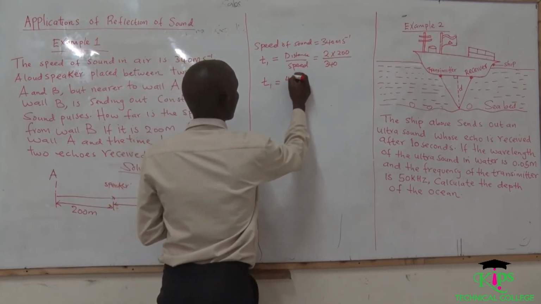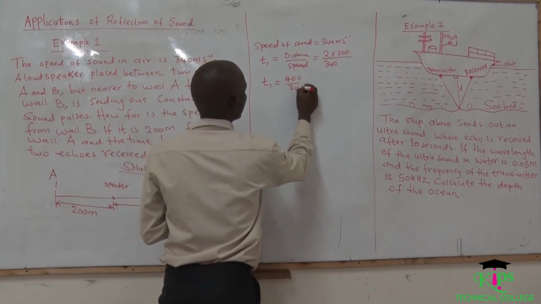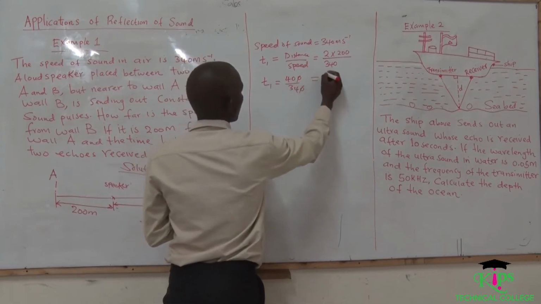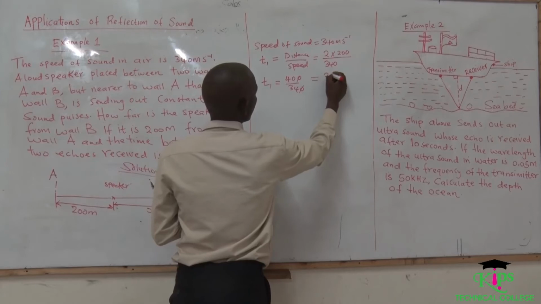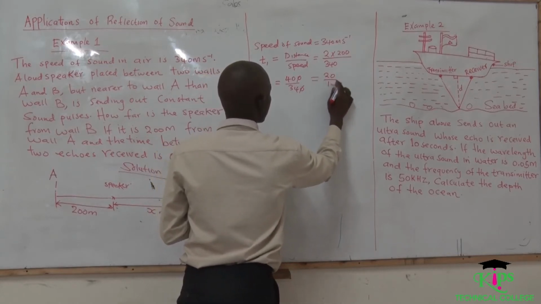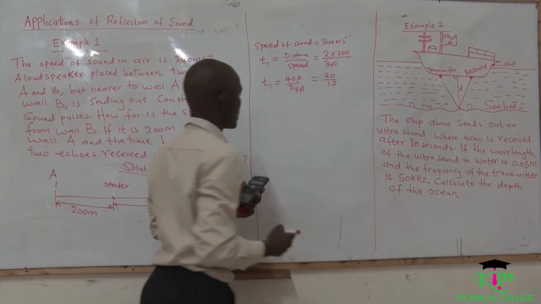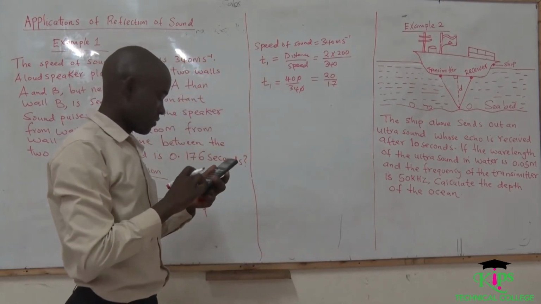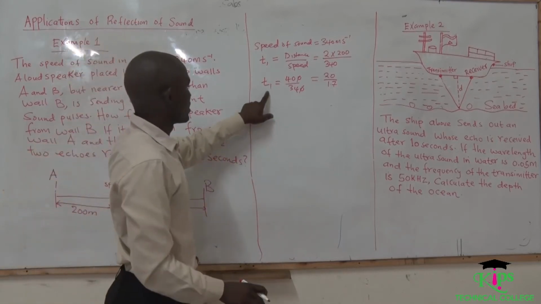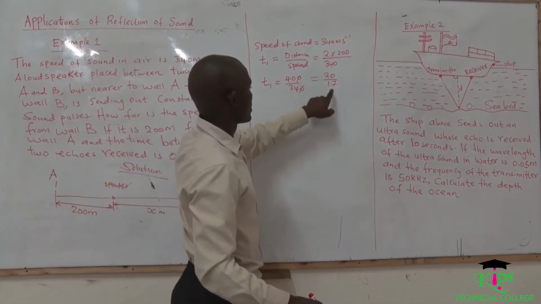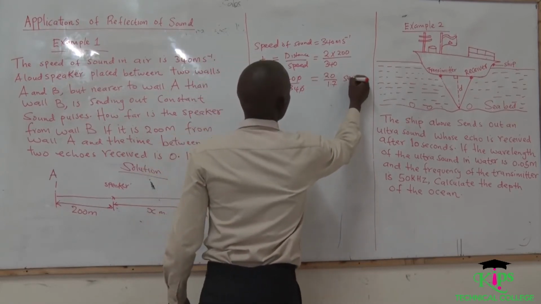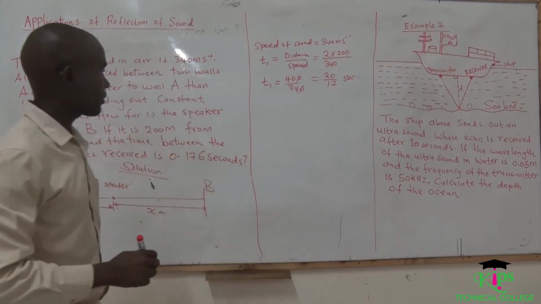This becomes 400 all over 340. Because roughly you can take it as 2 goes there 20 and 2 goes there 6, 17. Should be 17, because 34 divided by 2, you'll get 17. So our time T1 is equal to 20 over 17 seconds. Remember, this is now seconds. That is the time T1.